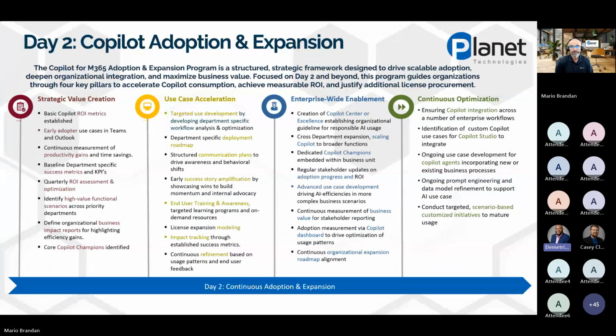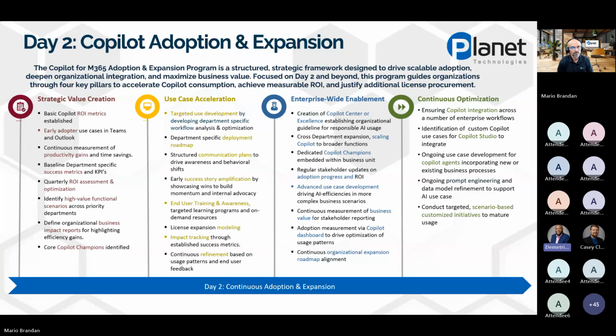So the next question comes up. Okay, I have rolled out Copilot. I've gotten to day one. What's next, right? What's the next thing I need to focus on? And obviously, that's that larger adoption and expansion. So as you can see here, we have 4 additional pillars, right? Those 4 additional pillars start focusing on that strategic value, right? What are the things that have shown success for Copilot?